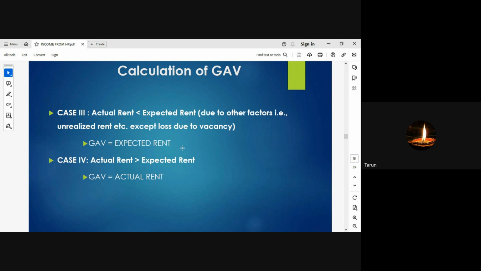If such cases are given in the question form with multiple choice options, you can easily identify the correct answer. So, if the actual rent is less than the expected rent due to loss from a vacancy period, then the gross annual value is equal to the actual rent.